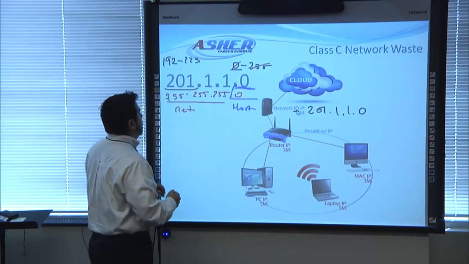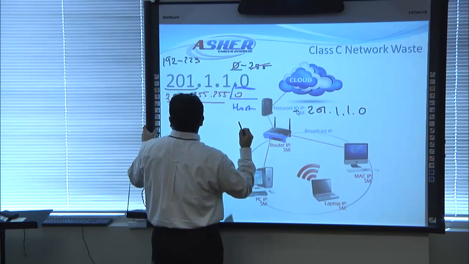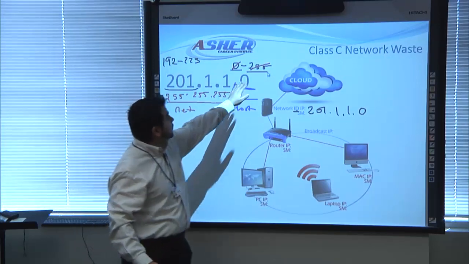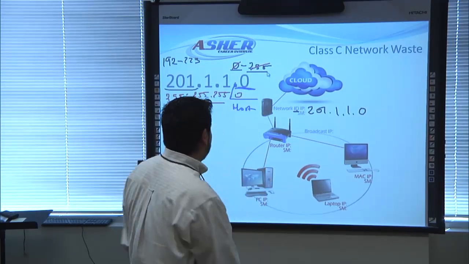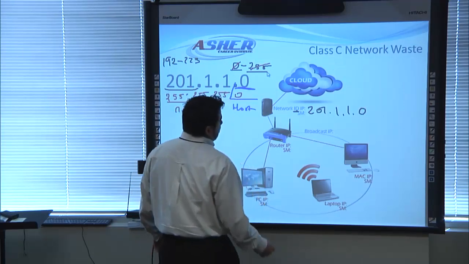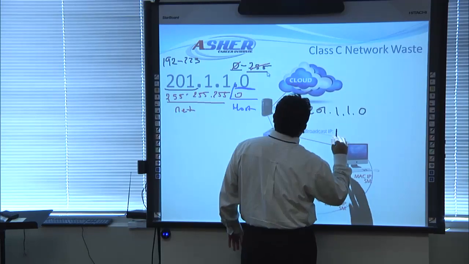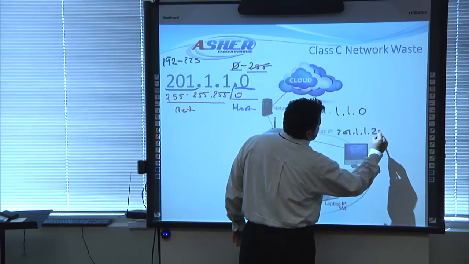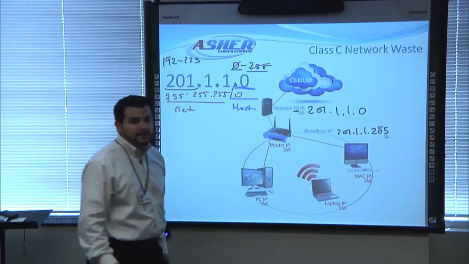Okay. Now the last one, does anybody know what the last one is? The 255. Well, do you know? Does anybody know why we can't use the 255? Because it's a broadcast IP, right? The broadcast IP number right here is not a real device in your network. It's 201.1.1.255. Okay, that's a 255.